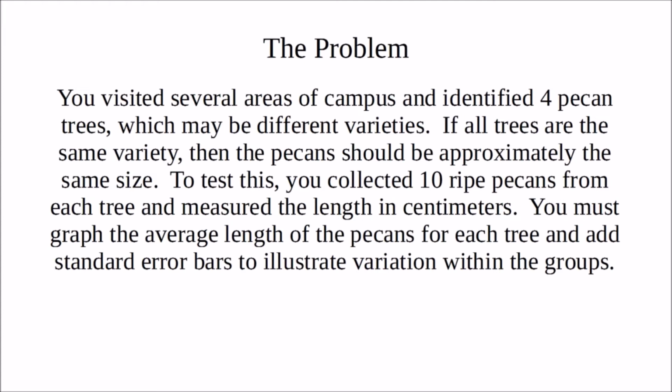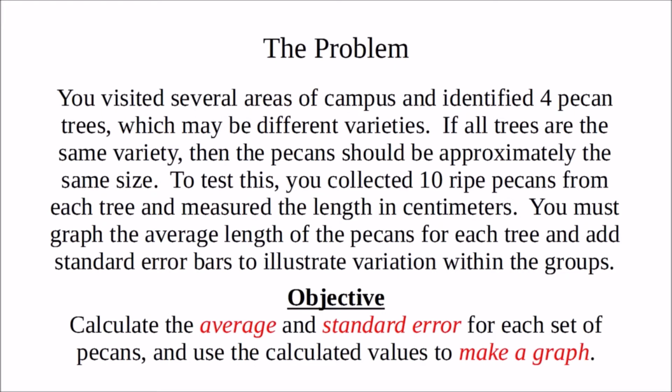You must graph the average length of the pecans for each tree and add standard error bars to illustrate variation within the groups. Based on the problem, the objective is to calculate the average length of pecans and the standard error of the length. Then, use these values to make our graph.